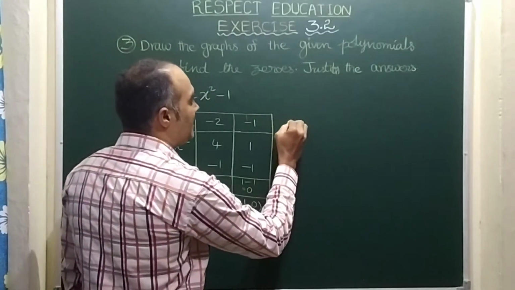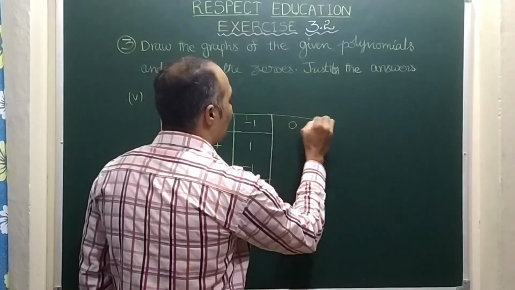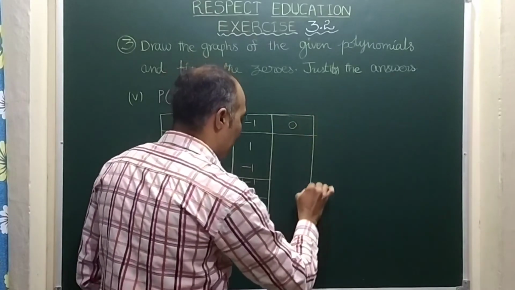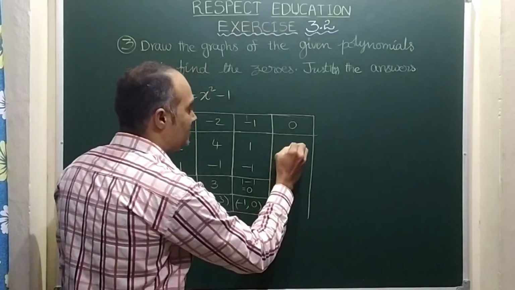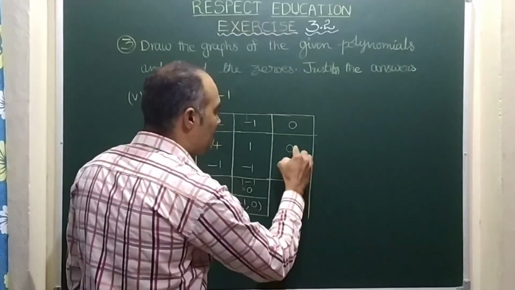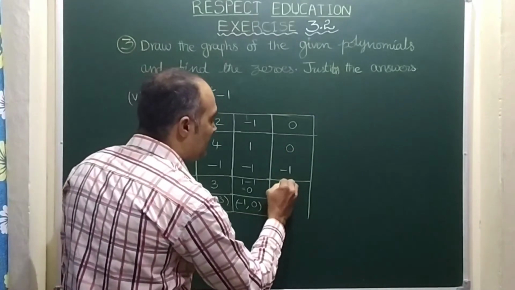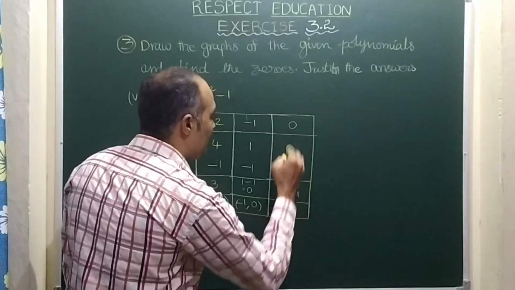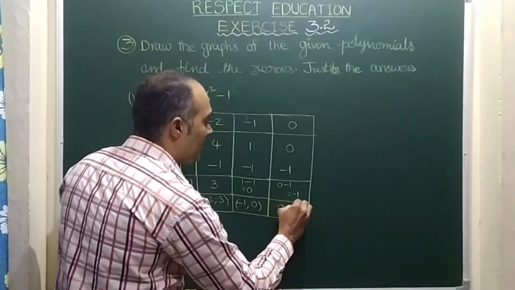So next I am taking x as 0. Here 0 square is 0. This minus 1 is constant, writing as it is. So it is 0 plus minus 1, that is 0 minus 1, which means minus 1. So here x value is 0, y value is minus 1.